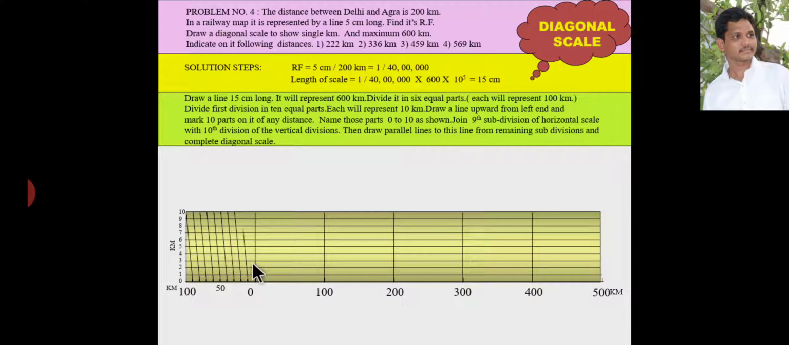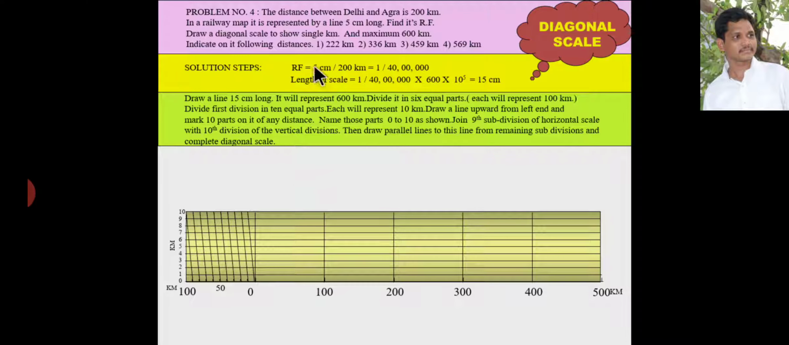These all are diagonal lines. Okay, this is the first division. Sorry, this is 0, 1, 2, 3, 4, 5, 6, 7, 8, 9, 10. Okay, totally there are 10 divisions.